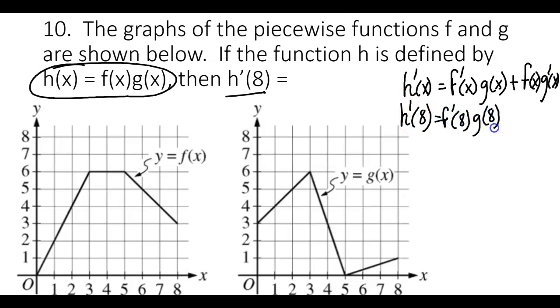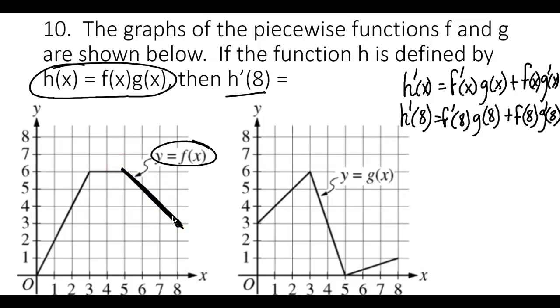Now, for these types of problems, you have to remember what a derivative represents on the graph, and what a regular function represents on the graph. So a derivative represents the slope. So this is the slope of the f function at x equals 8. So I want to determine what is the slope of my f function at x equals 8. Well, here's my f function. Here's where x equals 8, and what's the slope of the line that that's on?